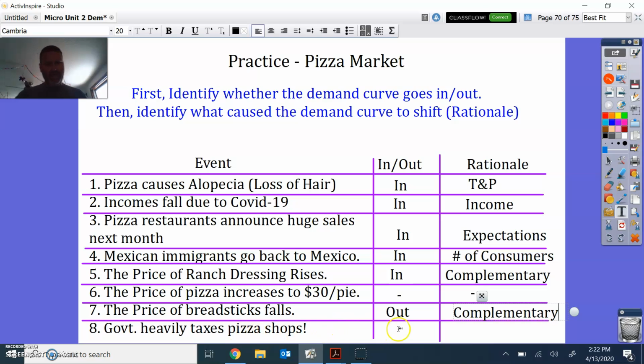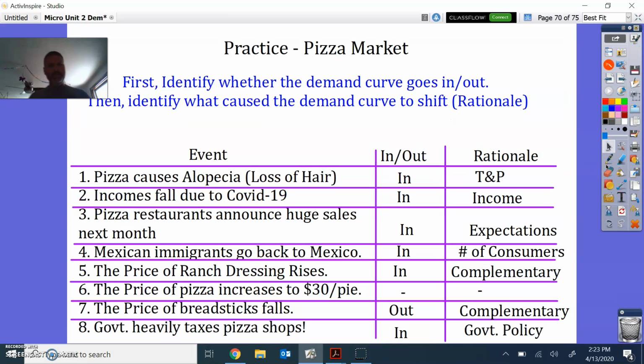Government heavily taxes pizza shops to pay for, I don't know, highways. I don't know, right? Okay. Now, you're going to see me put this down. It's a government policy. Okay, anytime you see anything like that happen, where the government jumps in to do something, that's in the ballpark. Hopefully this helped.